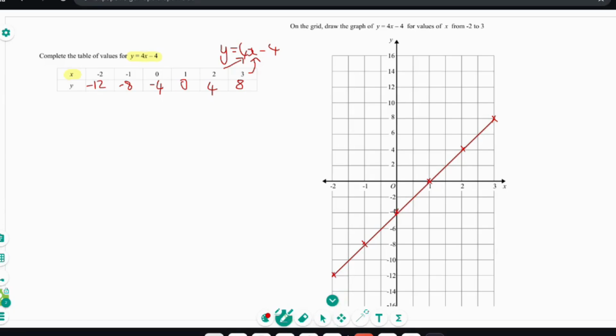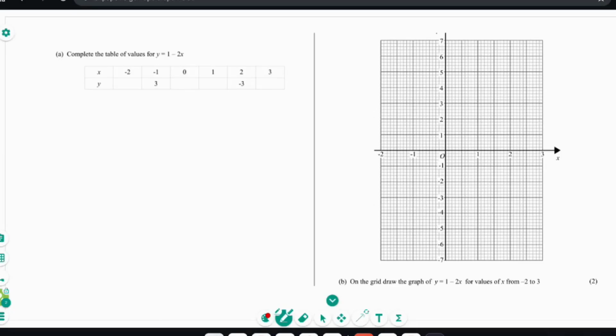The questions can get a little bit more complicated, but just to check your understanding so far, have a go at this question. Okay, so for our table of values, here's our equation, y equals 1 minus 2x, x is 3. So in our calculator, we just simply type 1 minus 2 times 3, which is negative 5. We're given when x is 2, y is minus 3.